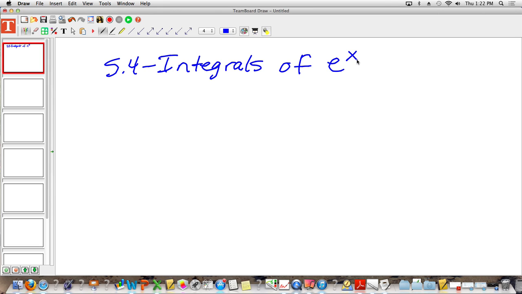All right, so we are continuing on with section 5.4. We talked about the derivative of e, so naturally today we are going to talk about the integral of e to the power of x. So we're going to be working backwards.